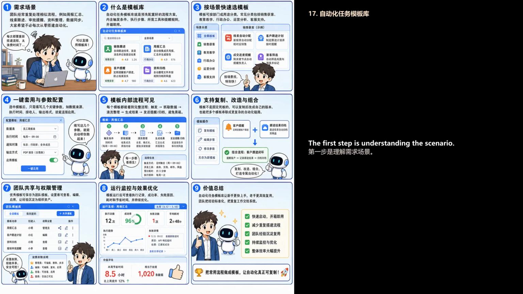The first step is understanding the scenario. Automation is best for frequent, rule-based, low-risk workflows. Examples include generating a weekly report every Monday, summarizing leads every day at 9 a.m., or checking whether live replays are archived every night. The second step is understanding the template library.